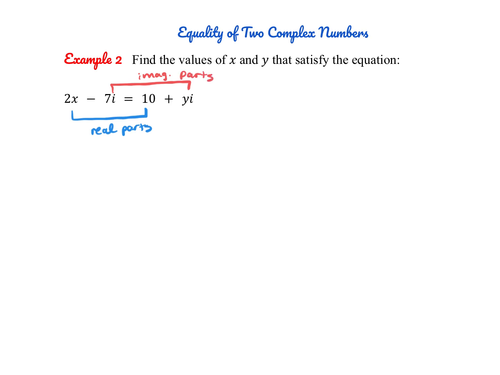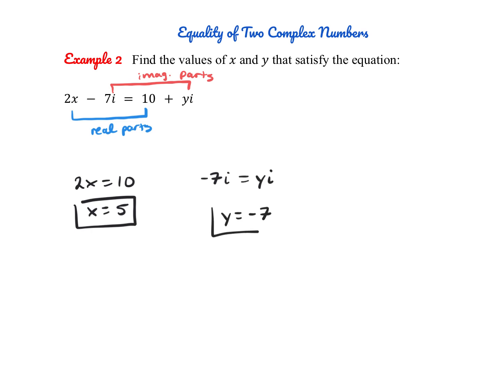So to solve for this, I simply take the real parts and I set them equal to each other. So I get x equals 5. And then I take the imaginary parts and I set them equal to each other. And you end up with y equals negative 7. So again, if you ever see this scenario where we have two complex numbers equal to each other with some variables to solve for, set the real parts equal and set the imaginary parts equal.